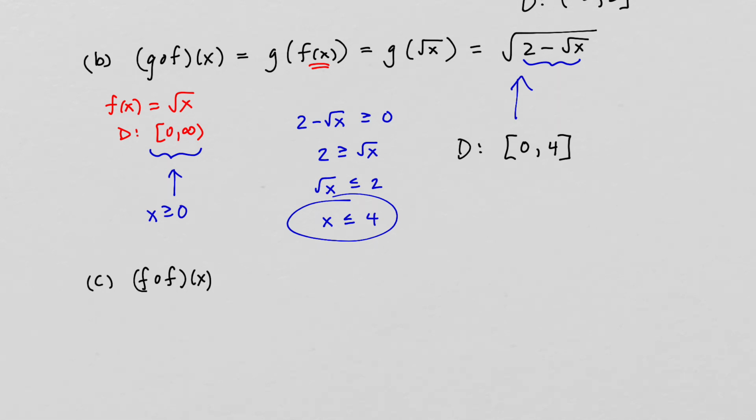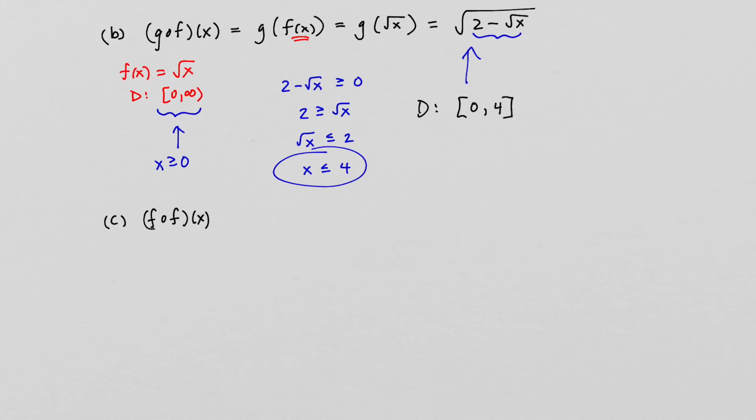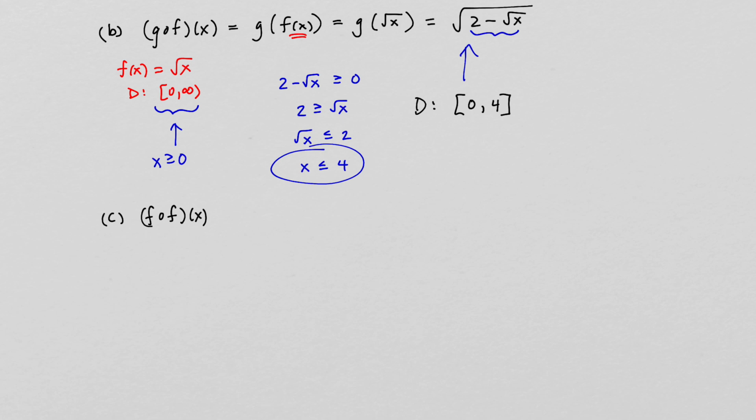For part C, we're looking for f of f of x. And f of f of x means we are plugging f of x into itself. Let's remember that f of x was the square root of x. And so now we are plugging the square root of x into the square root of x. So this gives us the square root of the square root of x. And just like before, we can change this into the fourth root of x.